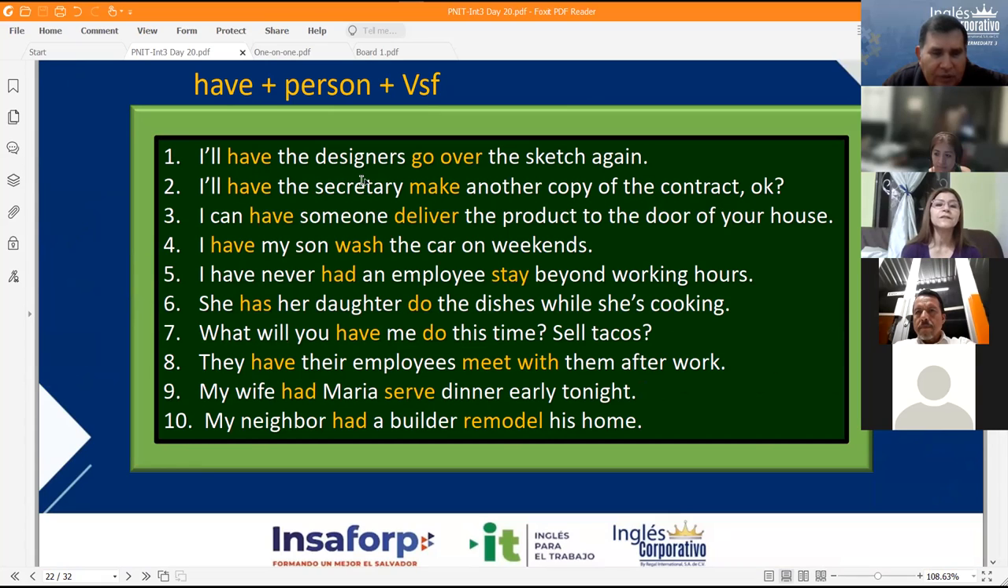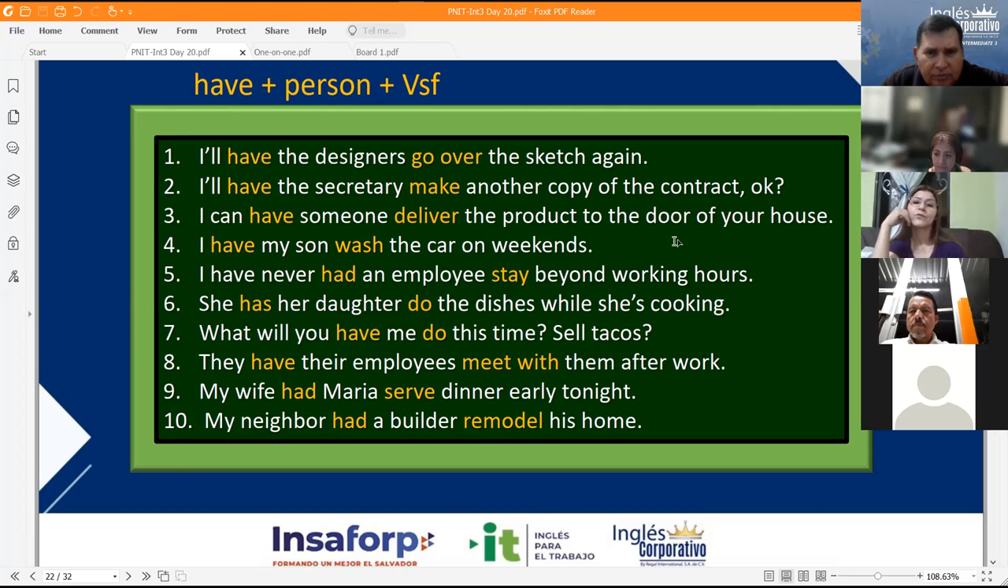I have this designers go over the display again. I have this make another copy of the contract. I can have someone deliver the product to the door of your house. I have my son wash the cars on weekends. I have never had an employee stay beyond working hours. Okay, thank you very much.